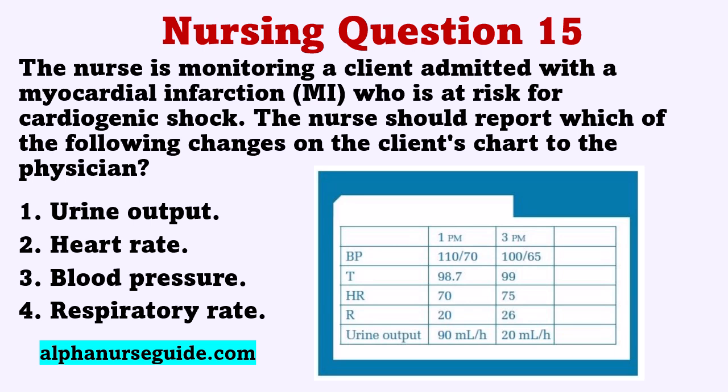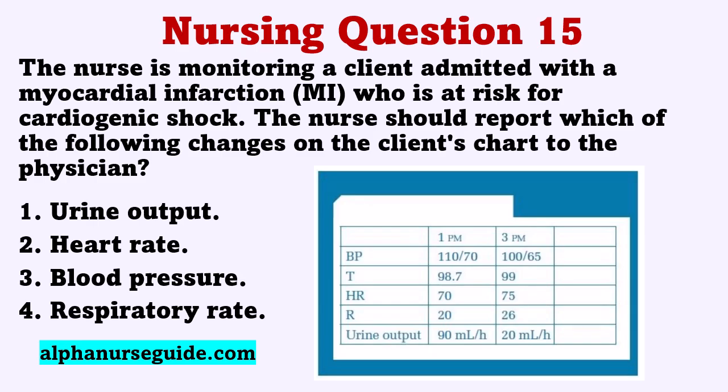The correct answer is 1. Urine output. Oliguria occurs during cardiogenic shock because there is reduced blood flow to the kidneys. Typical signs of cardiogenic shock include low blood pressure, rapid and weak pulse, decreased urine output, and signs of diminished blood flow to the brain, such as confusion and restlessness. Cardiogenic shock is a serious complication of MI, with a mortality rate approaching 90%.